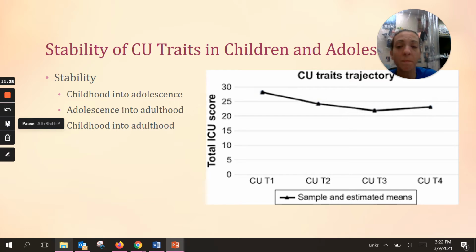And they do have some moderate stability from childhood all the way into adulthood. So they have found the stability estimate as 0.31 for the age span of 13 to 24. And they found that children at the age of 13 in the upper 10% of CU traits were 3.22 times more likely to be elevated in those traits 11 years later. However, only 21% of boys showing CU traits diminish over time.